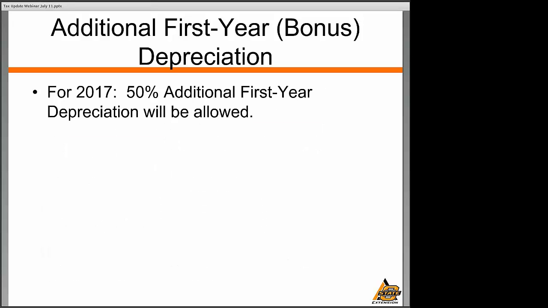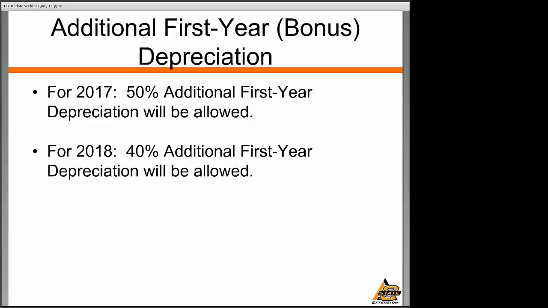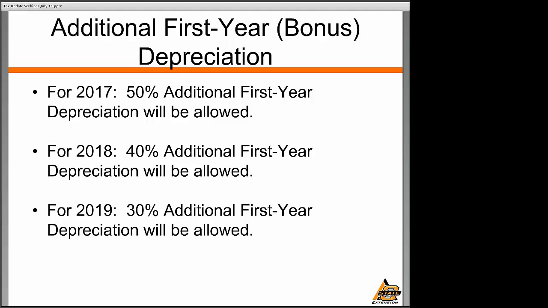So right now, 2017, 50%. 2018, 40%. It's only 40% of the item's cost. For 2019, it drops to 30%. And for 2020 and beyond, additional first-year depreciation goes away. Now, the purpose for this originally was to bring about stimulation of the economy through the purchase of depreciable assets by businesses to stimulate growth. And I guess for the time, it's changed. It was 100%. Now it's going to go away in 2020.